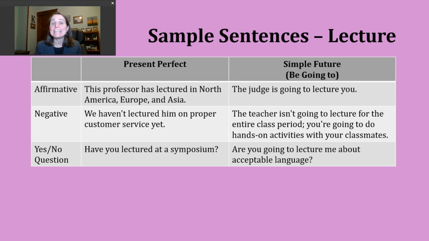Finally, if you want to make a yes or no question in the present perfect, start with either have or has, whatever form matches your subject. That subject comes next, then use the participle form of the verb. Here's another example.